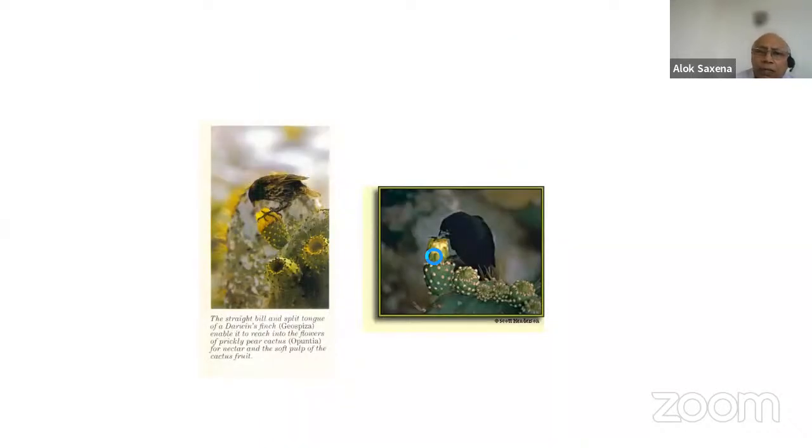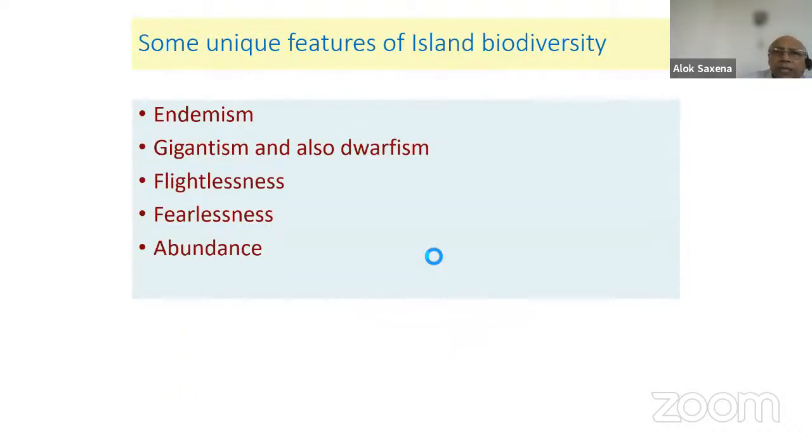This is another, of course, Darwin could not locate this particular bird, and it was discovered later on. It feeds on the nectar of cactus. So its beak is adapted in such a way that it can feed on the nectar of the cactus. So these adaptations he observed on the islands, and later on analyzed all these things to develop his theory of evolution.